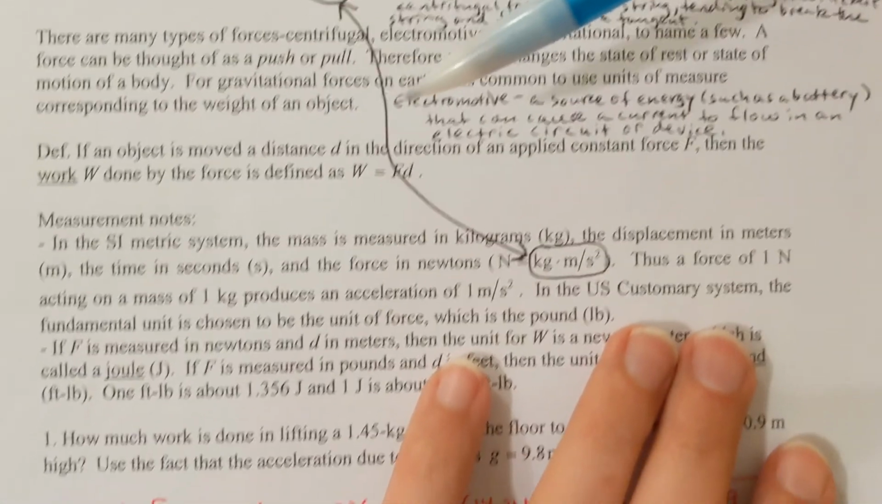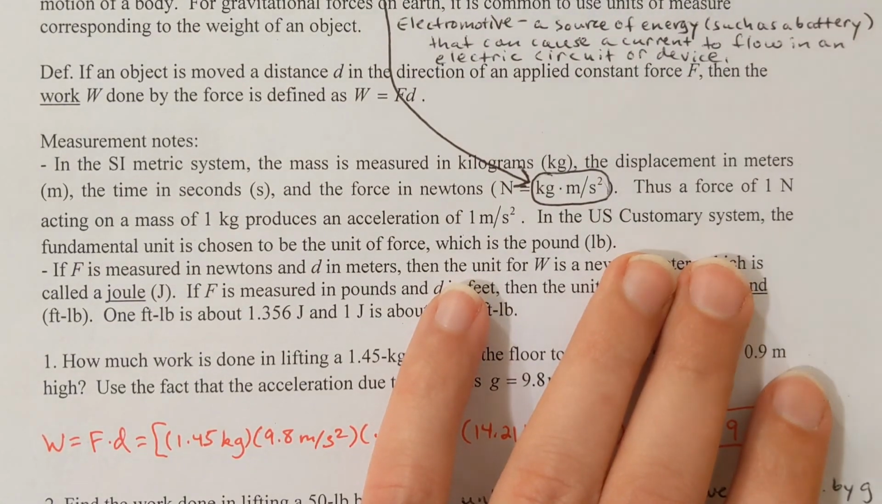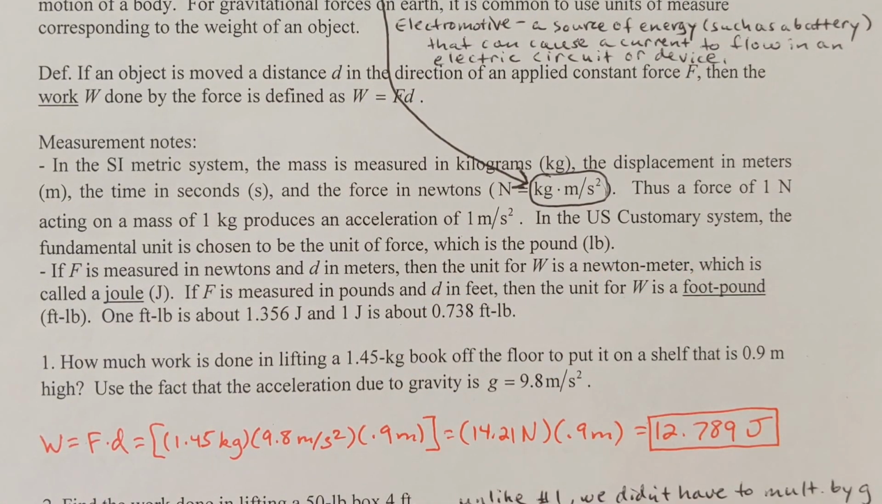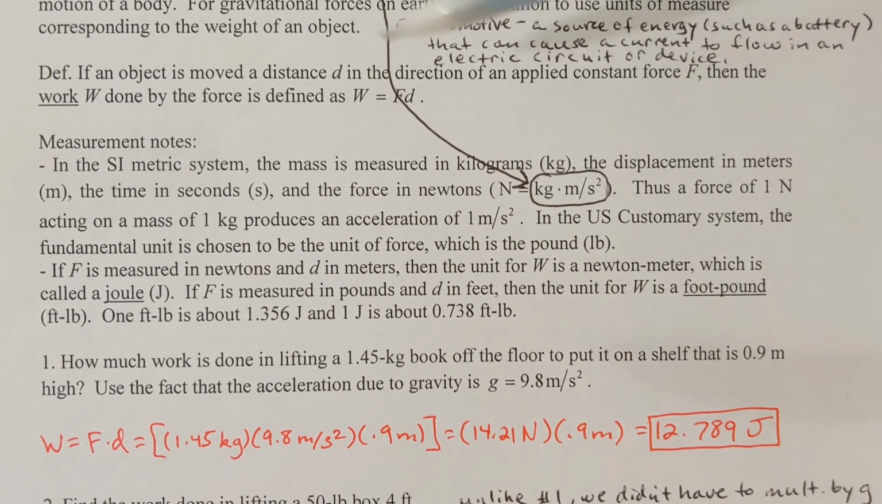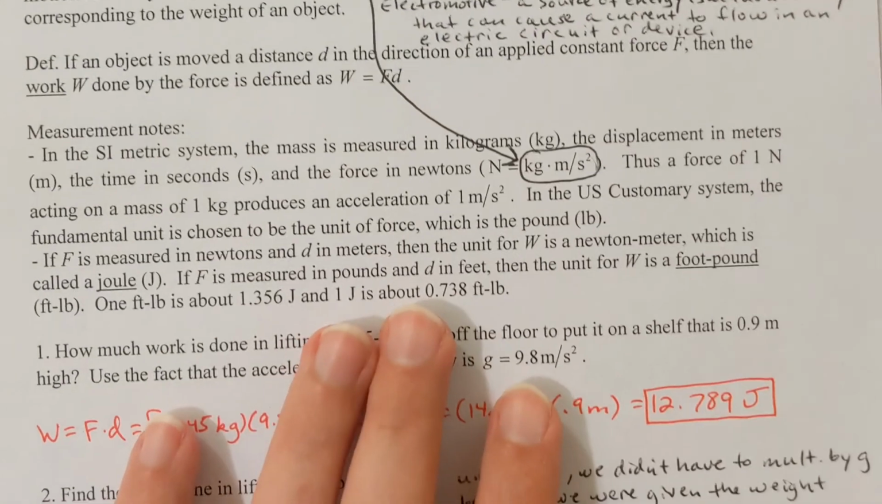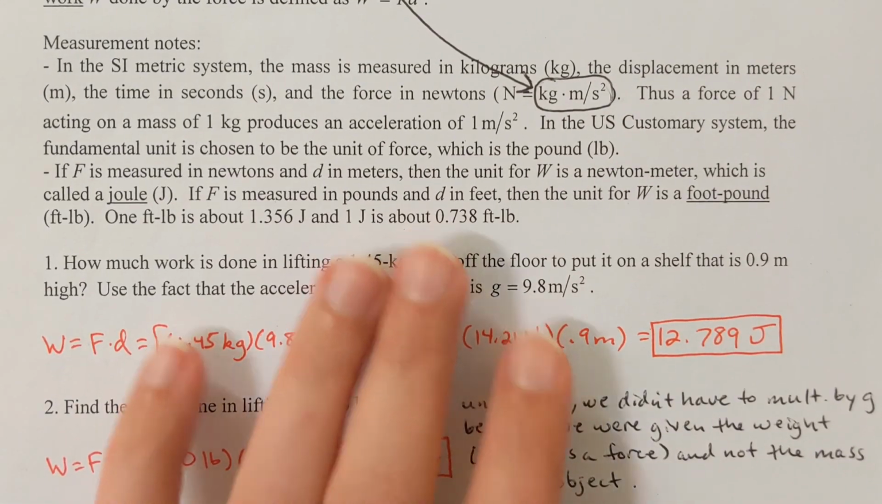Okay, here's another definition. If the object is moved a distance of d units in the direction of an applied constant force, capital F, then its work, which we'll call capital W, is defined by the force times the distance. Okay, now the keyword here is constant force. We're going to look at a variable force later on. Before we look at some examples, though, there are some measurement notes that we need to know.